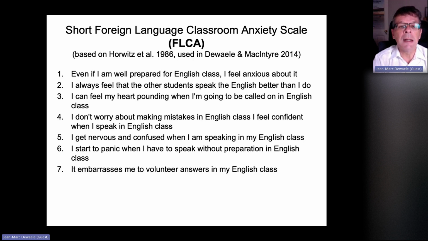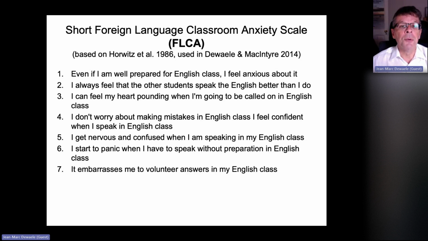So you see there a number of items that refer to medium to high levels of anxiety. That also refers to physical symptoms of anxiety, like the heart pounding, feeling nervous, and also the social elements about feeling confident or feeling nervous and confused or feeling that the others know the language better than you do.